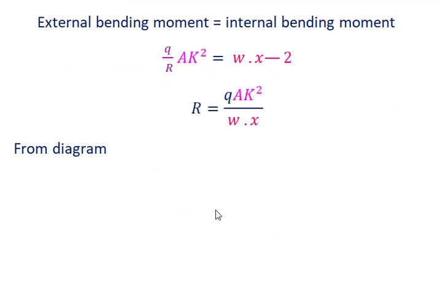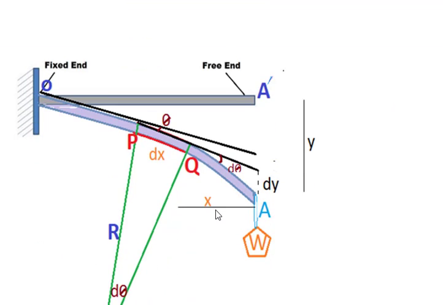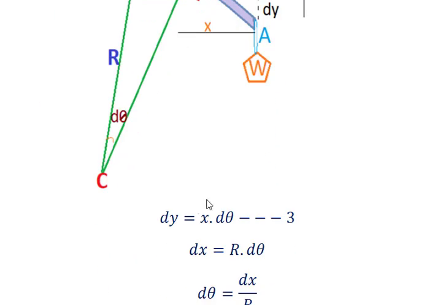From the diagram, see here, from this diagram, the arc dy is equal to x into d theta. dy is equal to x, that is, this length is x. The angle made by this is d theta. So this arc dy is equal to x into d theta.